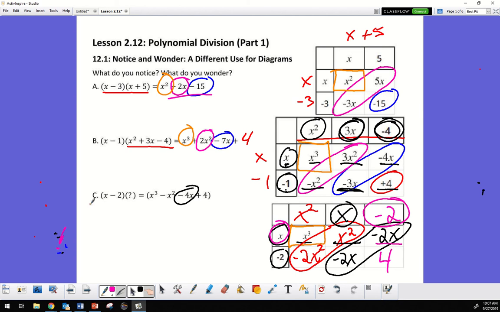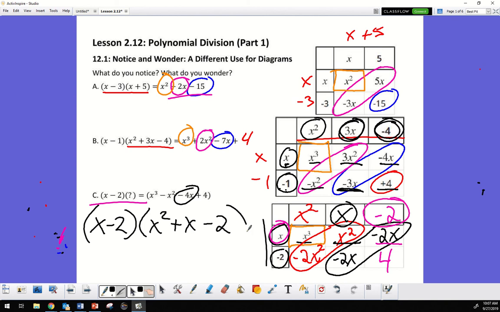So let's look at my factors here. I'm going to go answer this question right here. So what were my factors? We had this one right here, so it's x minus 2. And what was the one across the top? X squared plus x minus 2. Plus x and then minus 2. Very good. That's it. If you got this, then guess what? Today's lesson is going to be easy.